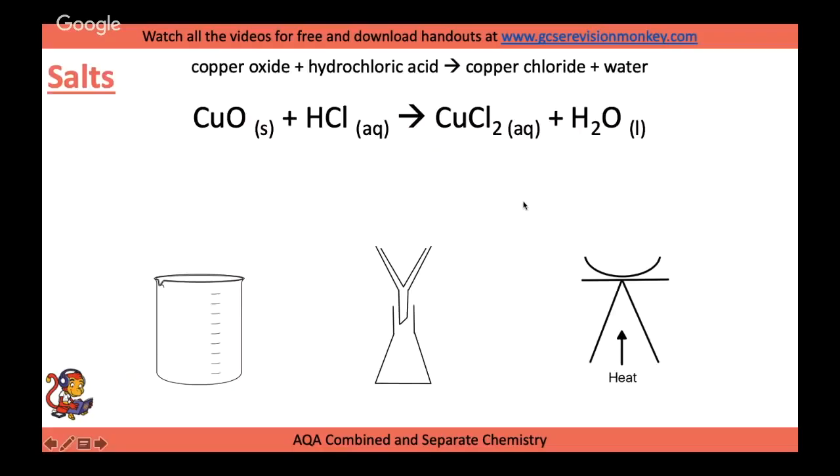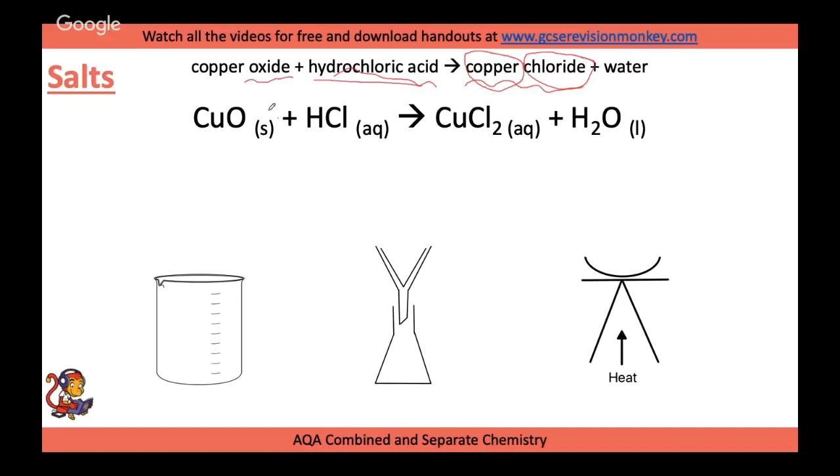So let's start off with this one for salts. You might be asked to make a salt, for example, copper chloride. You need to think to yourself, if you're not given the other information, what acid would you need to make a chloride? And that's hydrochloric acid. And what would you need to add to make copper? So it's often something that's an oxide, so copper oxide in this case. If you're asked to make calcium sulfate, you'd need calcium oxide and sulfuric acid. So look carefully at what you're asked to make, and then you'll know what acid to use.